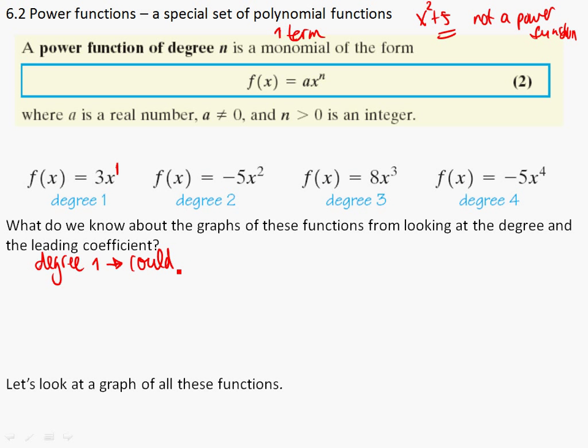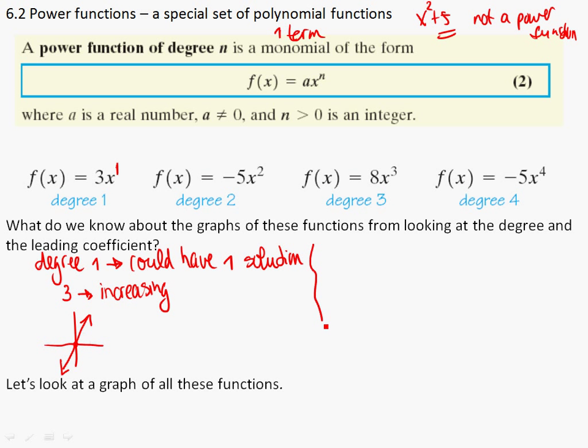Okay, so it could have one solution, a maximum number of solutions. And then the 3 for this one tells us that it is what? An increasing or decreasing? Increasing. Okay? In case you're wondering, this would be the graph of it, right? See how it has one solution?